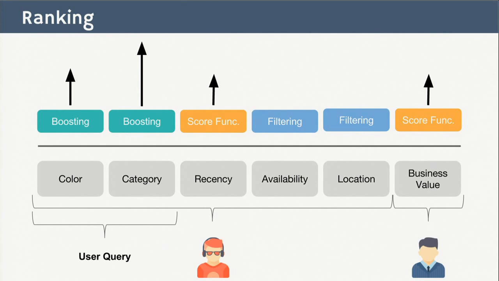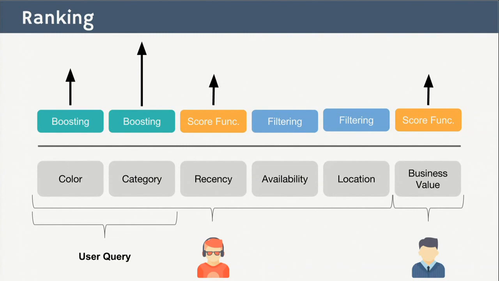So the user asked for sneakers that are white. He didn't ask for whites that are sneakers. And that's why you need to boost a little bit more for the category, because the color is a description of the item and not the other way around. So you set up a lot of boosts, a lot of filtering, and a lot of scoring functions.